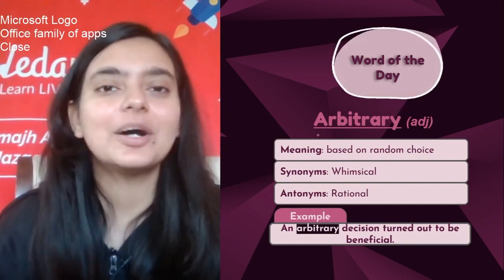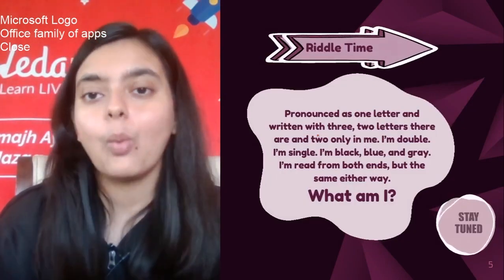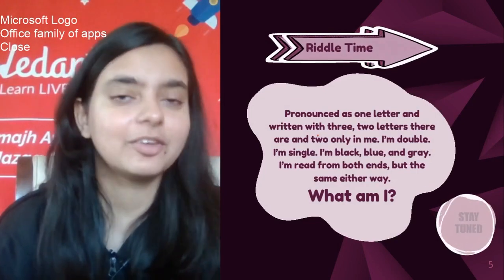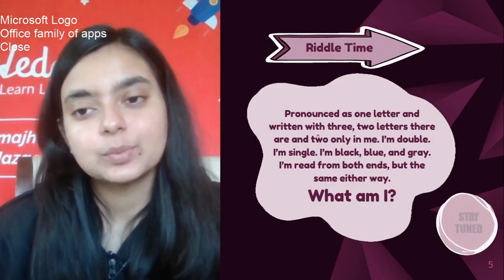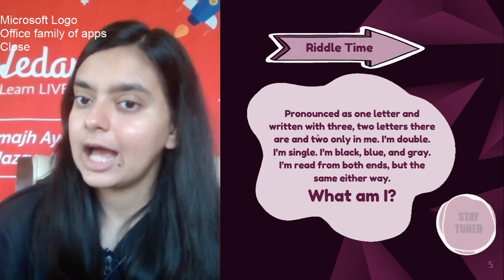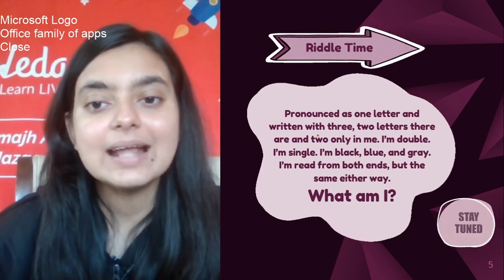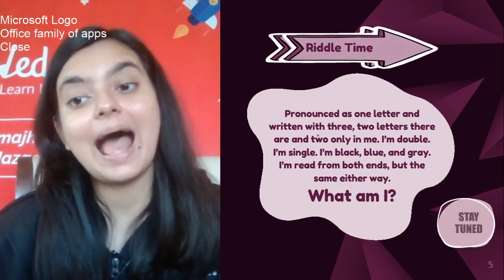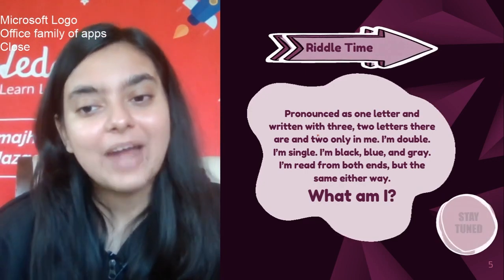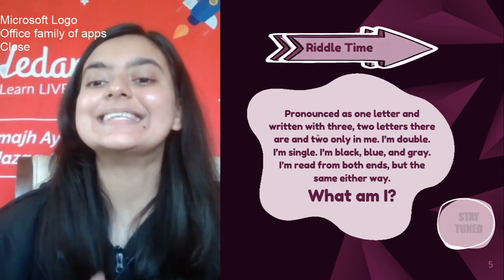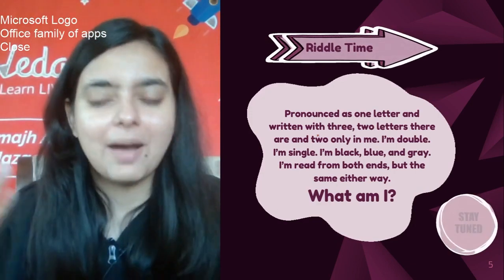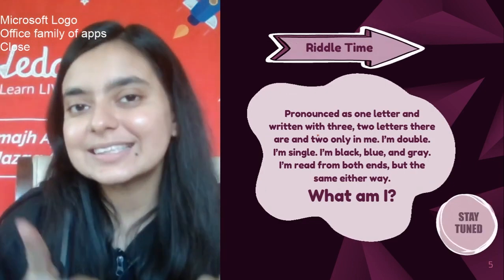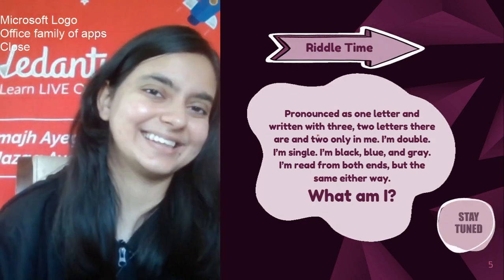So that was about the word of the day, and now we'll begin the session with an interesting riddle. Let's see what the riddle says. Pronounced as one letter and written with three, two letters there are and two only in me. I'm double, I'm single, I'm black, blue and grey. I'm red from both ends, but the same either way. What am I? Interesting riddle, guys. Think about it. Stay tuned. We will discuss the answer at the end of the session.